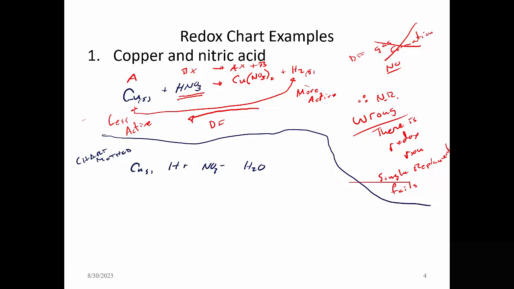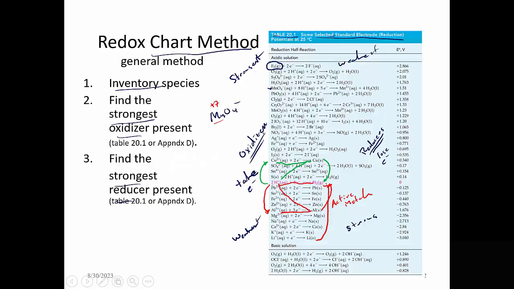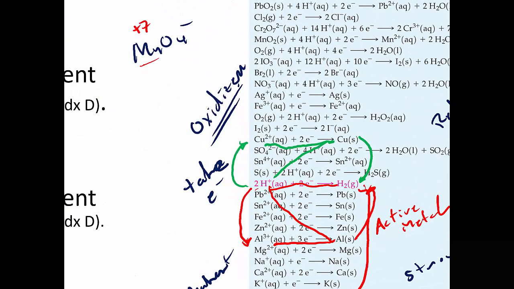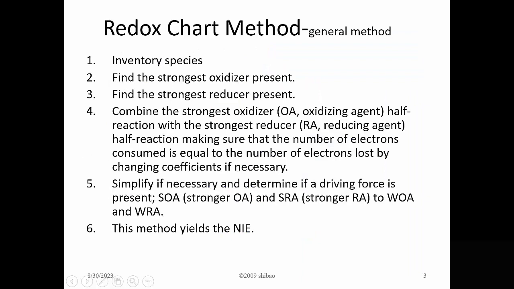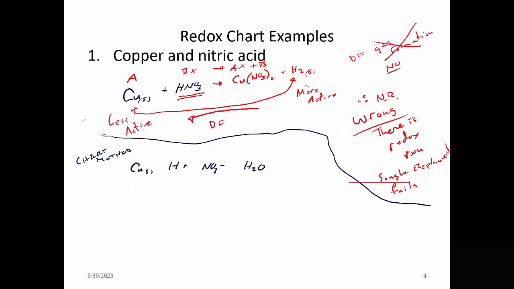And then we just consult the chart. Do we find copper on the chart? So we look at the chart and we look for copper. Do you see copper metal? What side is it on? The left side or the right side? It's on the right side. The right side are the reducers or the oxidizers? Reducers. So I'm going to label copper here Ra. R stands for reducing, A stands for agent. So Ra is reducing agent. So copper is a reducer.